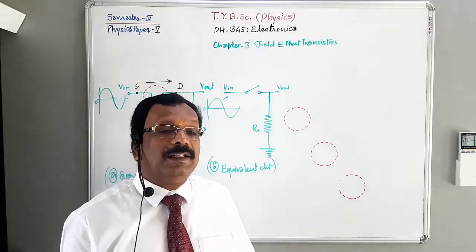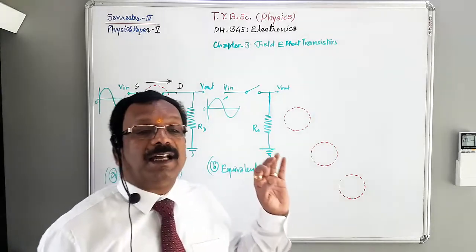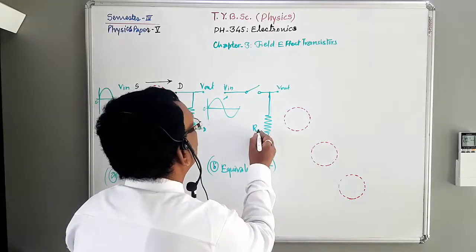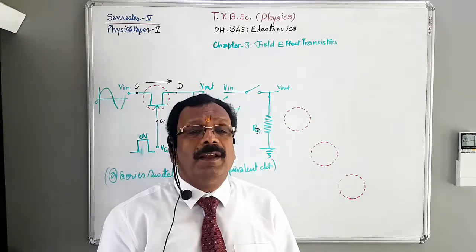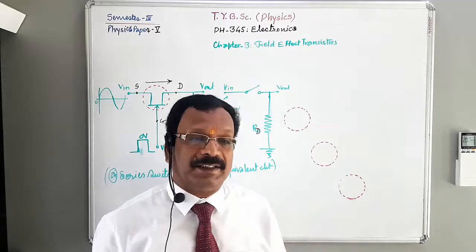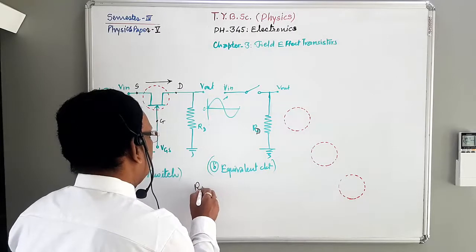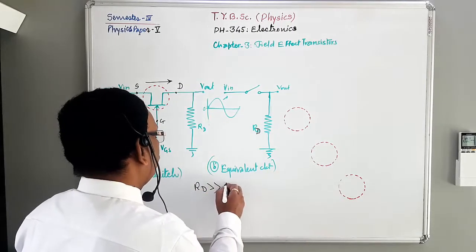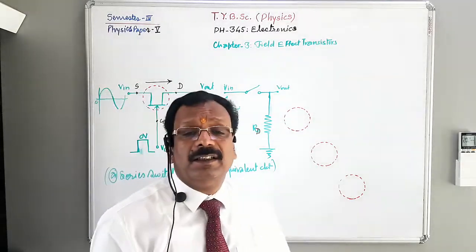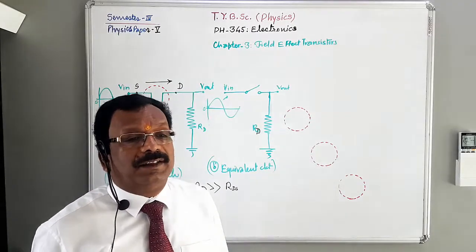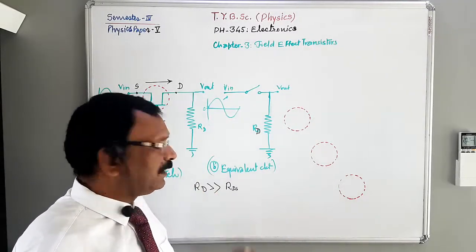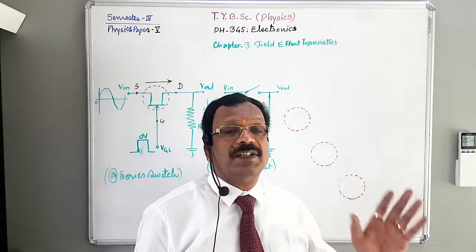Also, the drain resistor, the AC resistance RD, must be very large as compared to the drain source resistance RDS. In both the cases, RD must be very high as compared to RDS. RD is the AC drain resistance, and RDS is the source drain resistance. Why is it so? When RD is very large as compared to RDS, it ensures hard saturation.